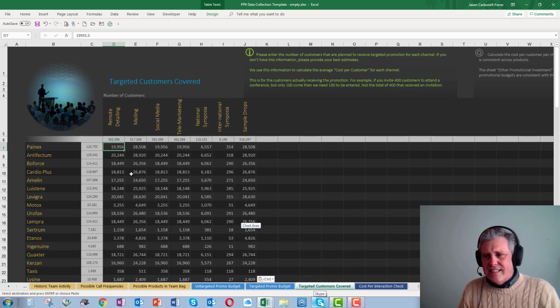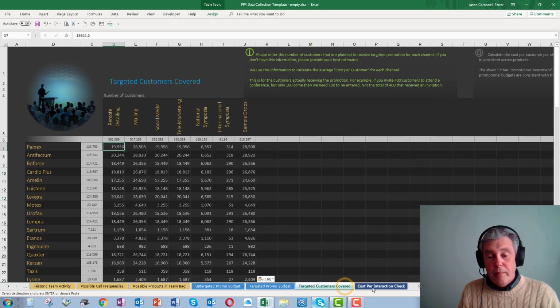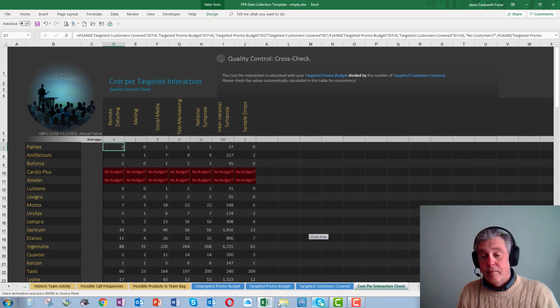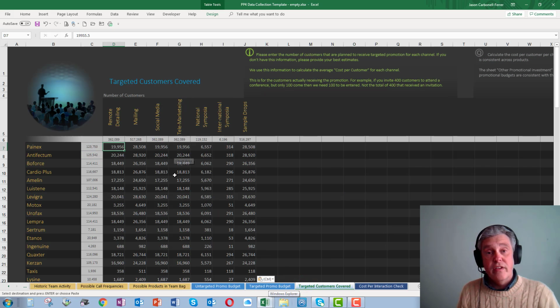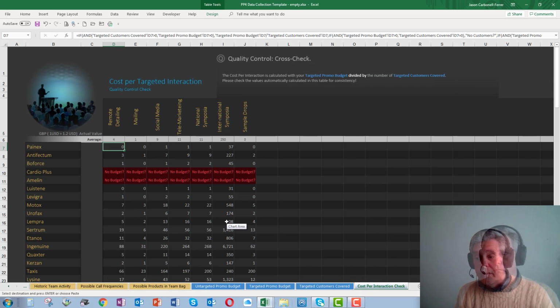So that gives us the information that we need to calculate the bit of data that we're really looking for, which essentially is the cost per interaction or cost per contact, and that's being calculated for you on the next tab. Now this next tab here, cost per interaction check, is a slightly different color blue because there's no data for you to add here. It is simply the division that is being done of your total budget for the targeted investments and dividing it by the number of customers you're expecting it to cover. So here is a result of that calculation.